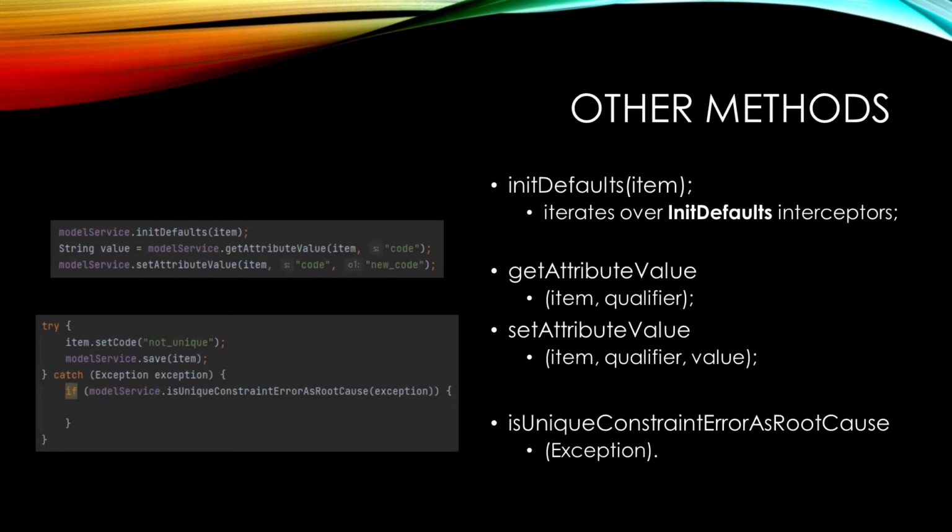There are a few other methods. Init defaults will iterate over interceptors, so default values are set. Get or set the attribute value can be used to get properties by string qualifier. Is unique constraint error as root cause? The method can check your exception for such a condition.